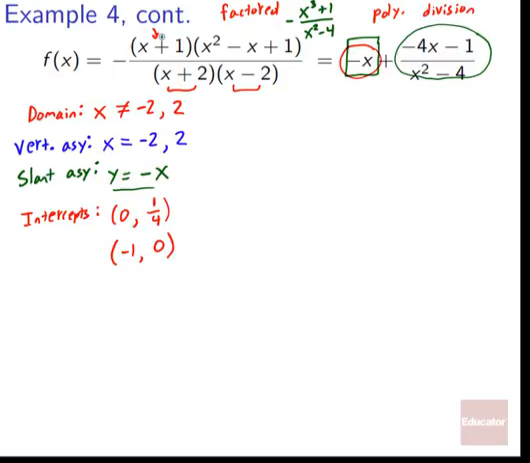So let's draw this thing in. It's going to be a beast to work with.